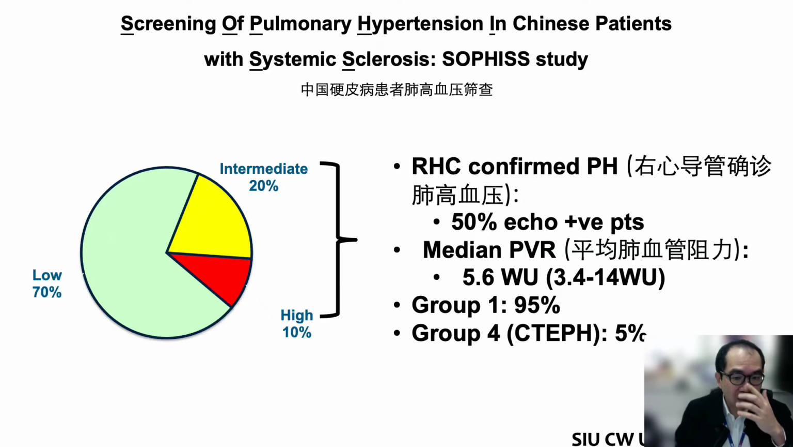And from our study, we went all the way for patients with intermediate and high risk, and we sent them for right heart cath. In fact, only 50% of these patients were eventually found to have pulmonary hypertension, and the mean pulmonary vascular resistance is 5.6 Wood units. The majority of them, 95%, are considered group 1, and CTEPH, group 4, only constitutes 5%.